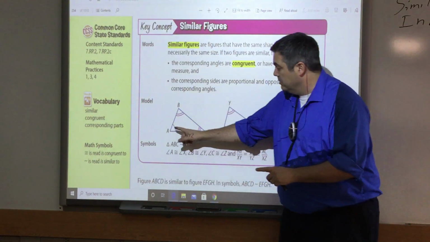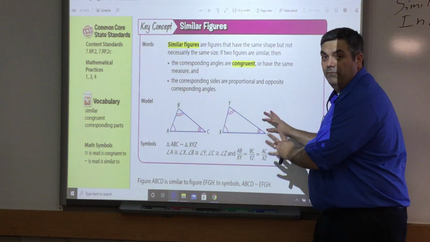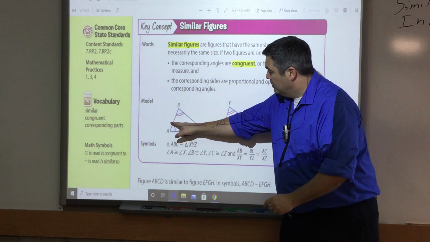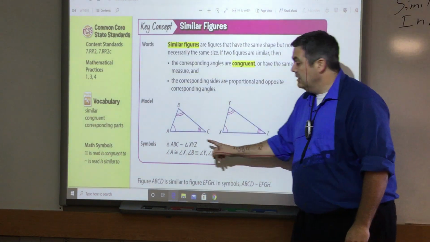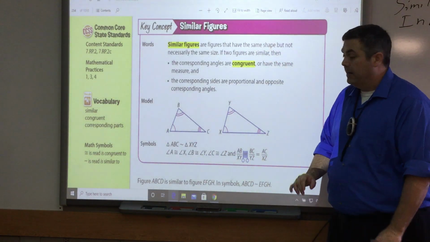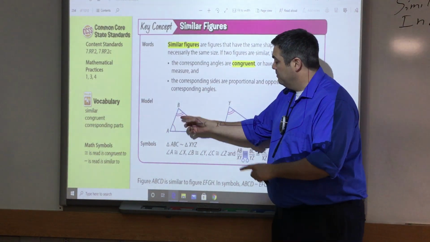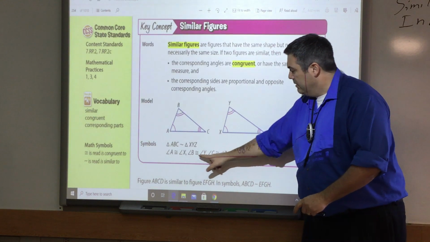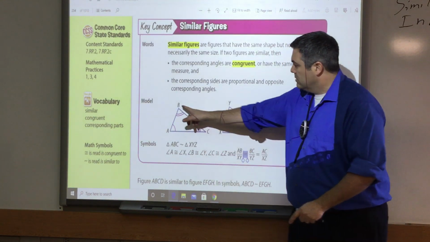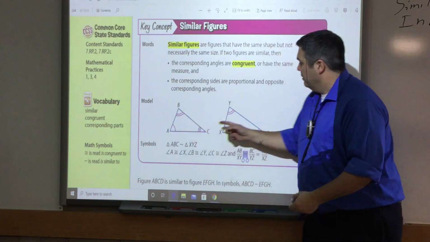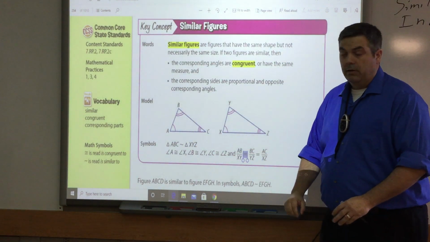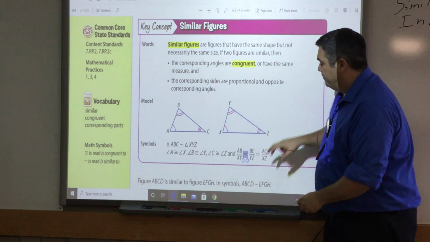Now notice, here's the other way that you can tell this if they just give you the figure. This only has one line, this only has one line. These two are congruent when they do that. And then they come up here and do the same thing with B. Angle B is congruent to angle Y. Notice they have two lines there, two lines there, two lines there. And then they do the same thing to Z.